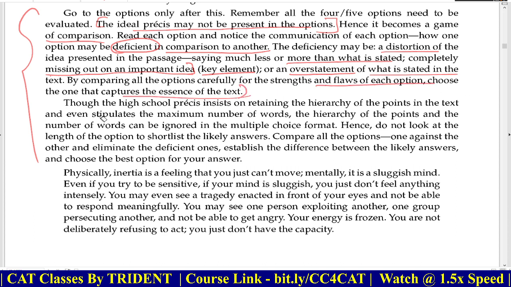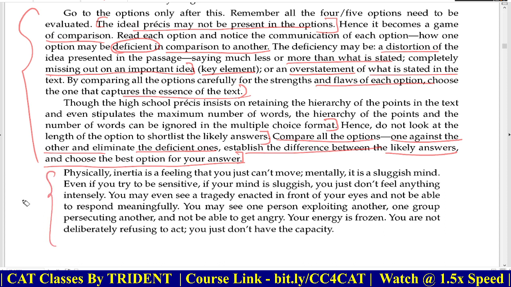By comparing the options carefully for the strengths and flaws of each option, choose the one that captures the essence of the text. Though the high school precis insists on retaining the hierarchy of points in the text and even stipulates a maximum number of words, the hierarchy of the points and the number of words can be ignored in multiple choice format. Hence, do not look at the length of the options to shortlist the likely answer. Compare all the options one against the other, eliminate the deficient ones, establish the difference between likely answers, and choose the best option for your answer.